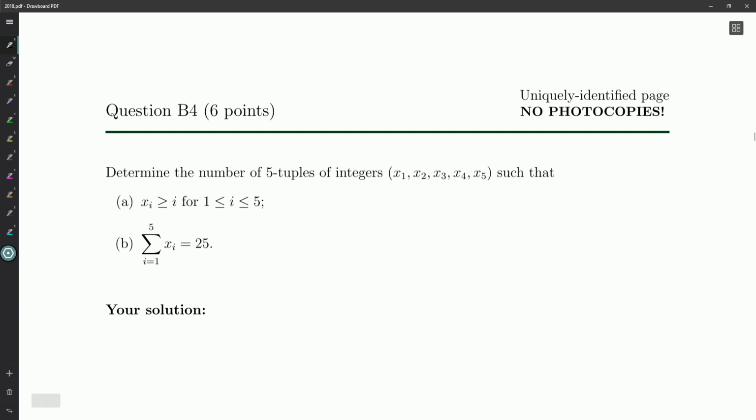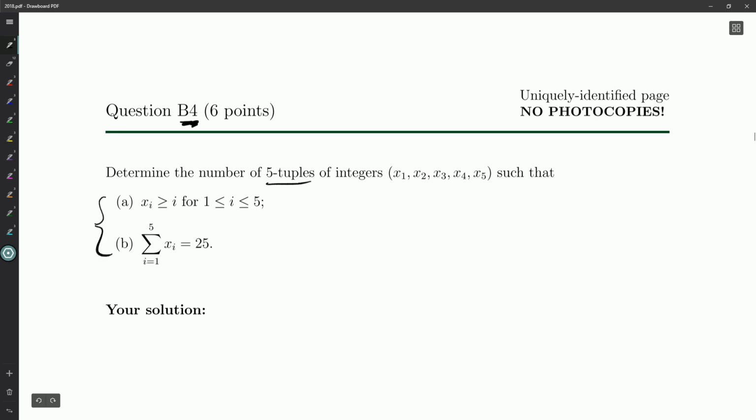Hello, ladies and gentlemen, and welcome back. We are still looking at the 2018 Canadian Open paper. We're on the last question in section B, B4. Determine the number of 5 tuples of integers x1, x2, x3, x4, x5 that satisfy the following conditions.